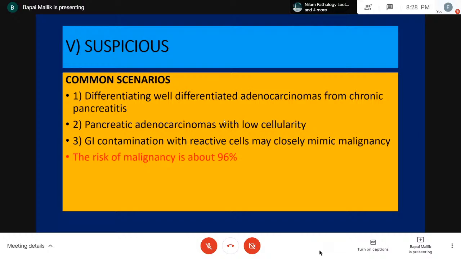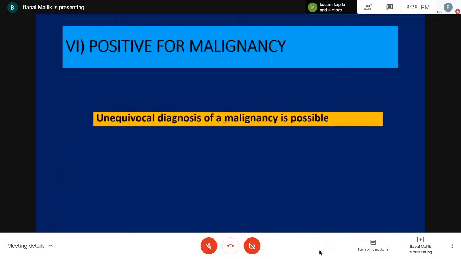So if you call something suspicious, you are basically calling it malignant, right? And they are obviously going to go to that part of the algorithm, and they are going to treat the patient with surgery. Positive for malignancy, the last of this, means that there is an unequivocal diagnosis of malignancy. We're absolutely certain, and I'm not going to discuss this any further.